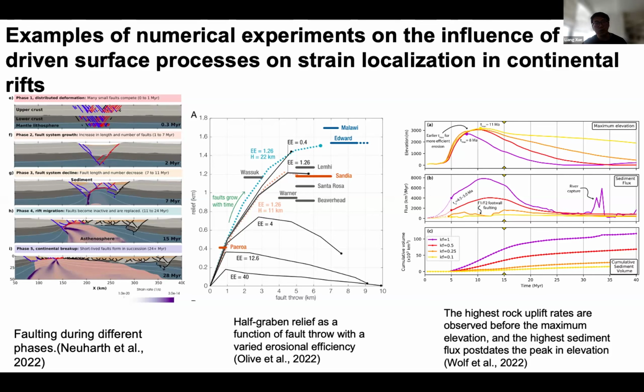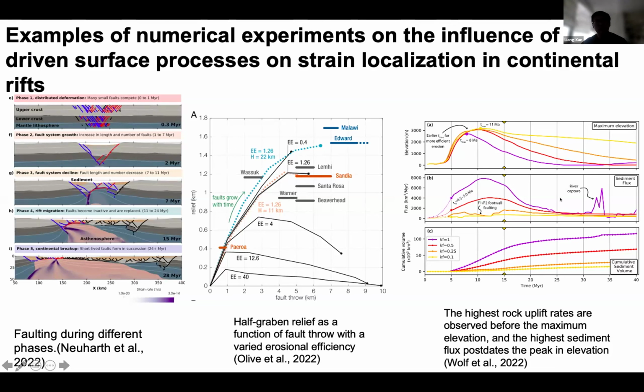And Olive et al., which is summarized in this figure in the middle, following our work in 2014, highlights the role of the erosional efficiency on the development of secondary border faults. So the erosional efficiency can be measured directly from the topographic map as a great validation to the modeling result.